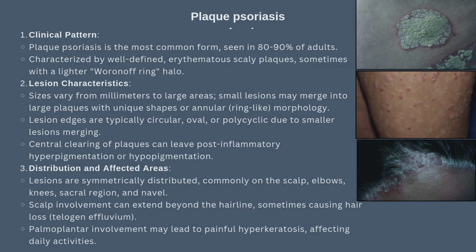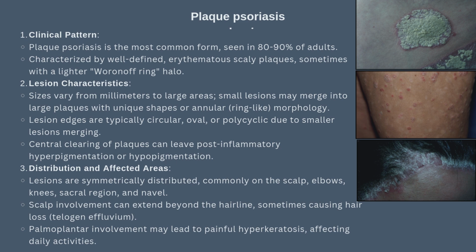Plaque psoriasis vulgaris, clinical pattern. Plaque psoriasis is the most common form, seen in 80 to 90% of adults, characterized by well-defined, erythematous scaly plaques, sometimes with a lighter worn-off ring halo. Lesion characteristics: sizes vary from millimeters to large areas. Small lesions may merge into large plaques with unique shapes or annular, ring-like, morphology.